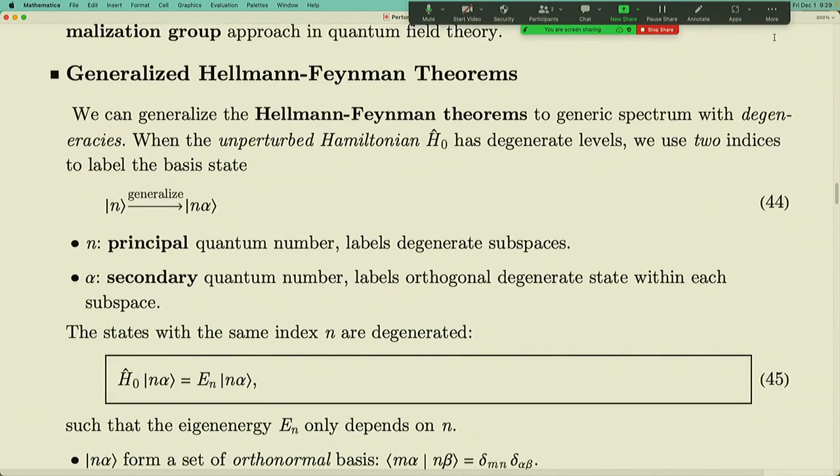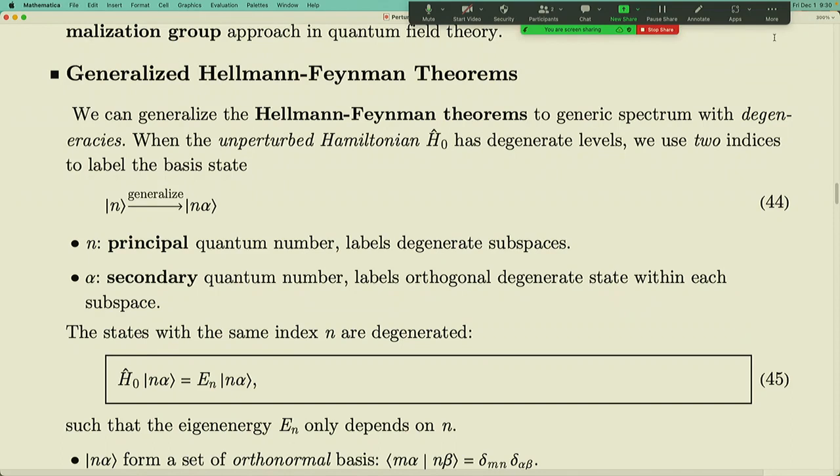In order to explain how to do this, we need to first set the stage. The first thing to do is to generalize the Hellmann-Feynman theorem to this case where we have degeneracies. Because the Hellmann-Feynman theorem, as we learned previously, is a very essential key theorem in perturbation theory. But for these degeneracies, that means there will be multiple levels of the same energy. So instead of using a single integer to label every state in our unperturbed Hamiltonian, we need to use two integers. The first integer n is called the principal quantum number, which only labels the degenerate subspace. So every state within the degenerate subspace will have identical energy.